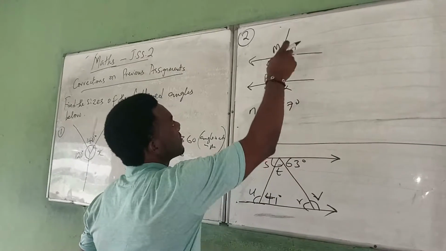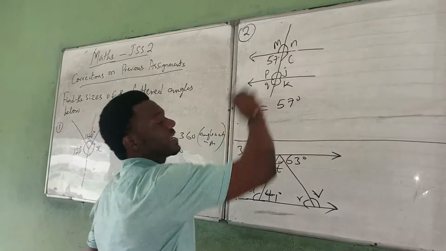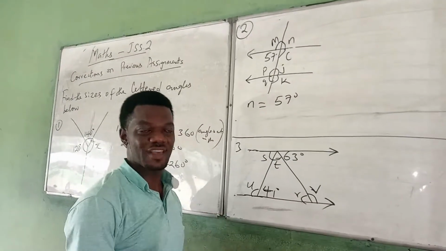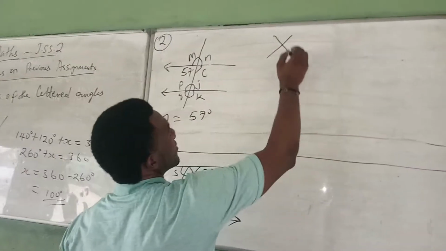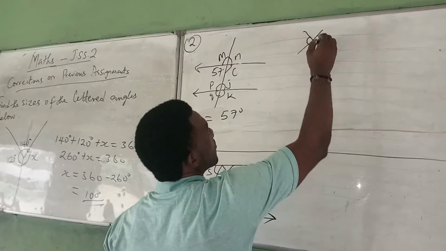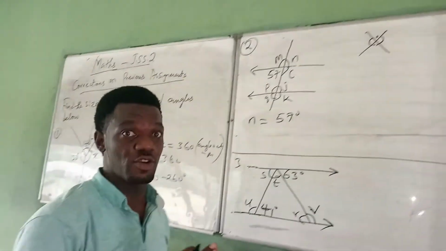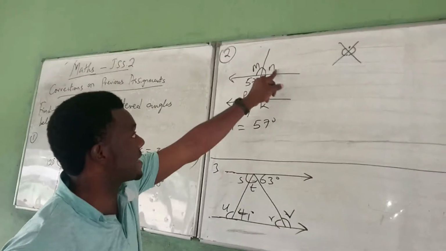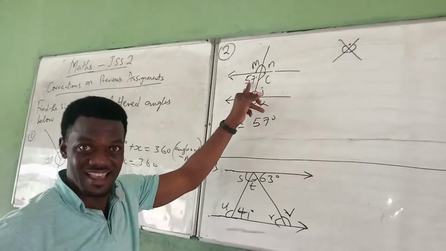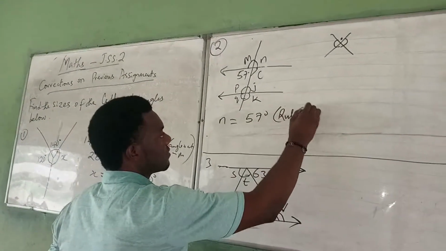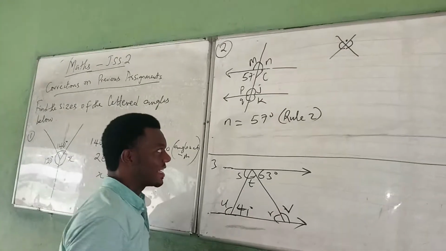Why? Vertically opposite angles. Rule 2 says vertically opposite angles are equal. So when an angle is here, it is equal to the angle here. The angle here is equal to the angle here. So that is vertically opposite angles. And that's why N will be equal to 57. That is rule 2. Vertically opposite angles are equal.